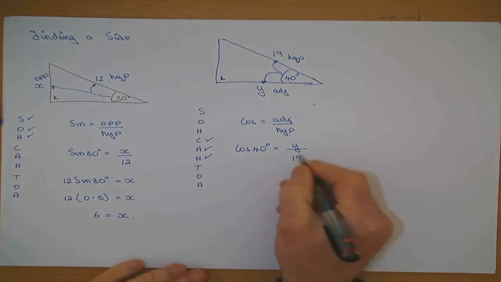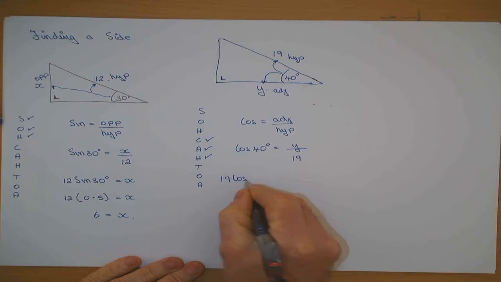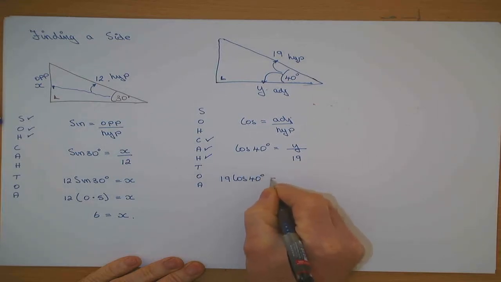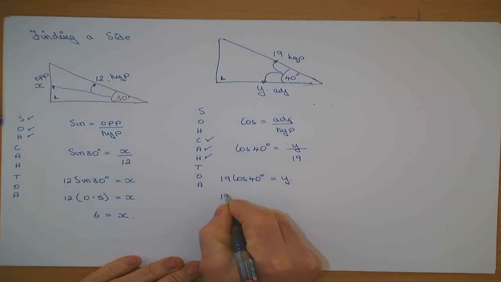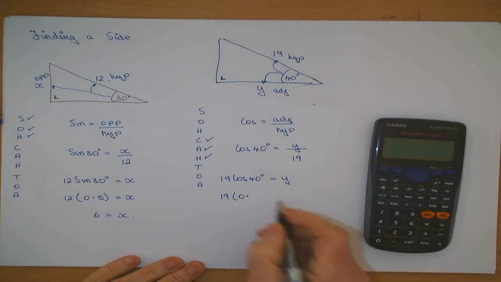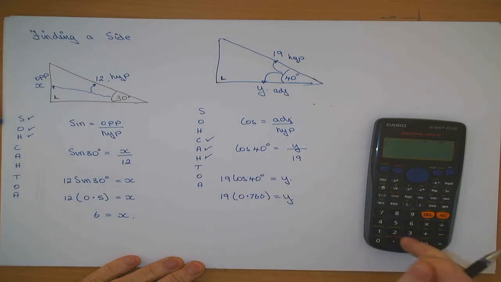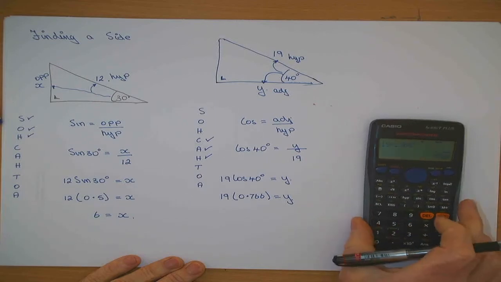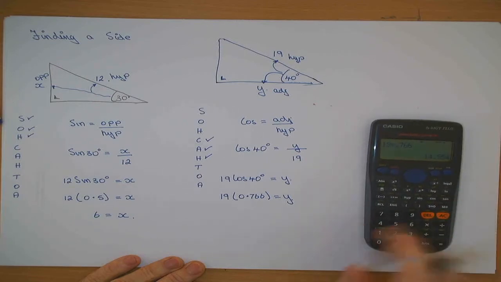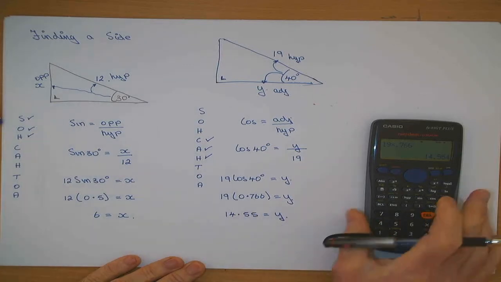Is the adjacent y all over the hypotenuse, 19? 19 is a divisor. What will it become? 19 times the cosine of 40 degrees is equal to y. 19 times the cosine of 40 degrees, 0.766, is equal to y. And what's 19 times 0.766? 14.55. Have you any questions?